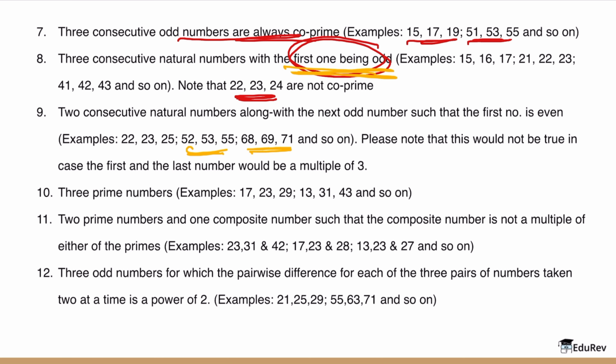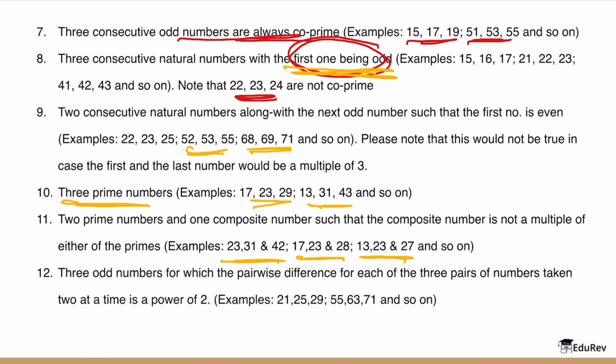Correct. Now 3 prime numbers, if I talk about these 3 prime numbers, they are what? Coprime numbers, because other than 1 there is nothing common between them. Okay. Then 2 prime numbers and 1 composite number such that the composite number is not a multiple of either of the primes. Like for example 23, 31 and 42, 17, 23 and 28, 13, 23 and 27 and so on.